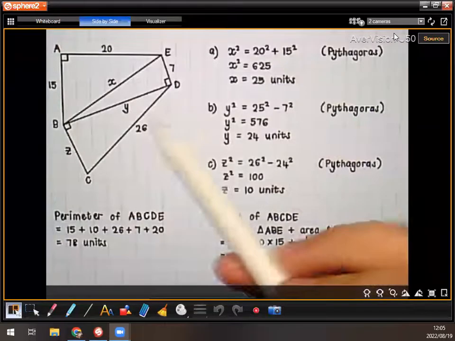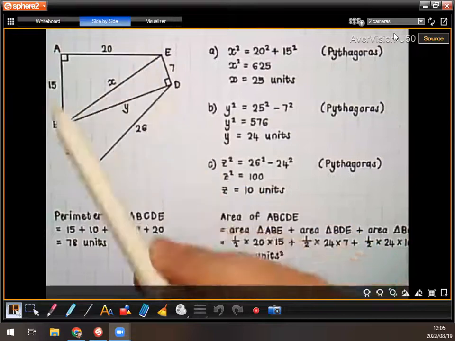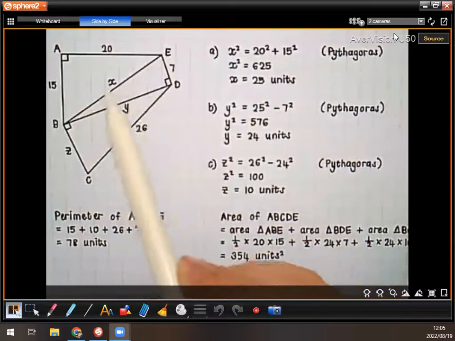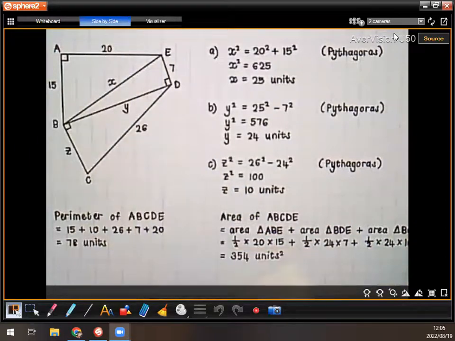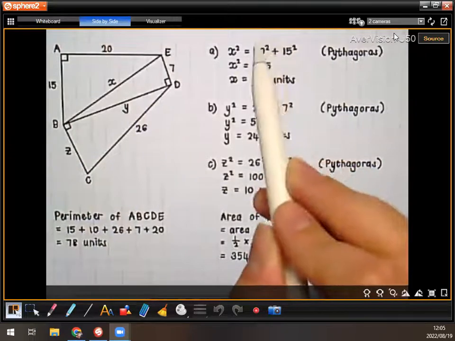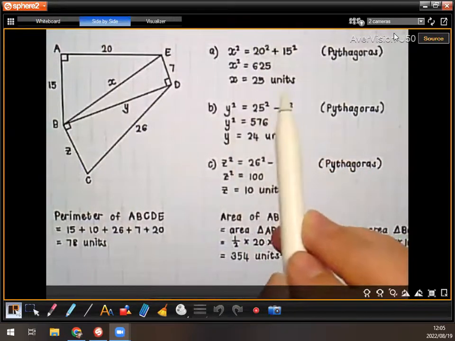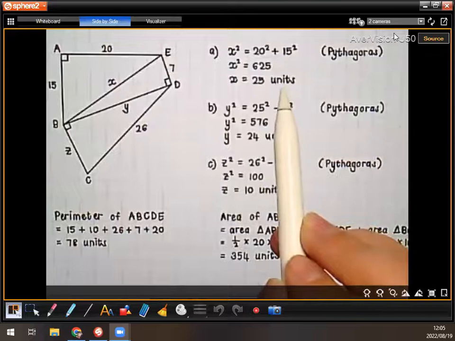Right, for x, if we're looking at this right angle triangle, x is the hypotenuse. So we're going to square the other two and add them together. That's why that is a plus. So x is going to be 25.